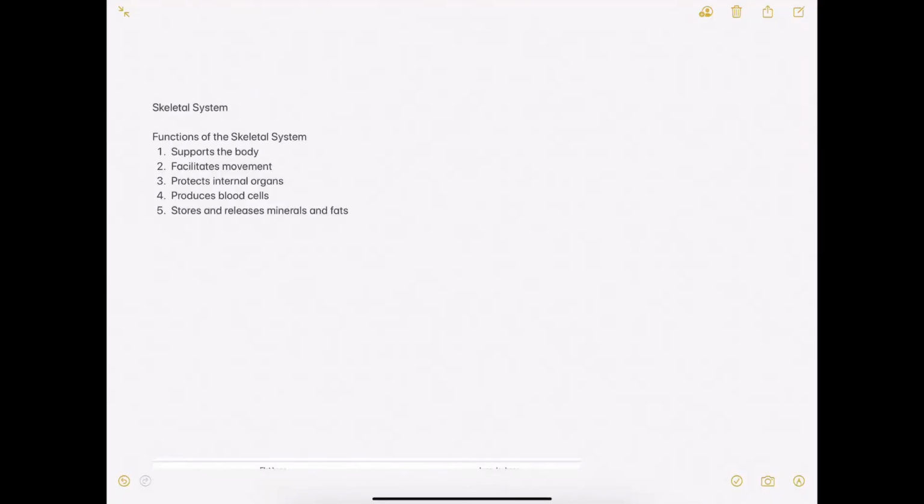Hi everyone, and welcome to our video on the skeletal system for today. So there's a lot to cover when it comes to the skeletal system, but in this video we're going to go over the functions of the skeletal system and also the classification of bones, so the different types of bones that we find throughout the body.